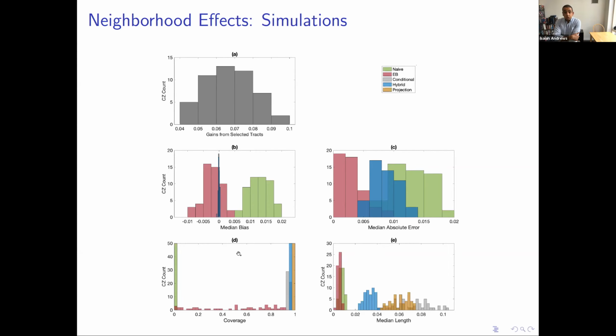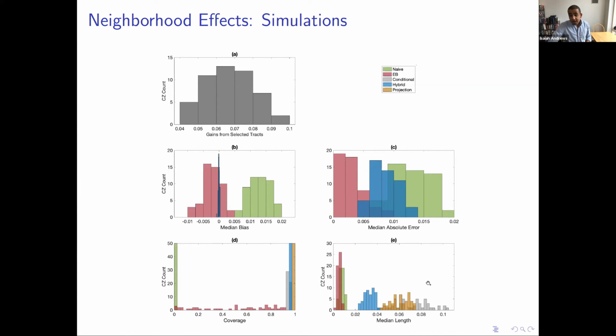Panel D here shows coverage. We see that naive confidence intervals dramatically undercover across all 50 commuting zones. For empirical Bayes credible sets, the coverage actually varies a great deal across different commuting zones. In some it's extremely low, in some it's actually close to 95%. Projection intervals overcover, while hybrid and conditional intervals have coverage close to 95% across all 50 commuting zones.